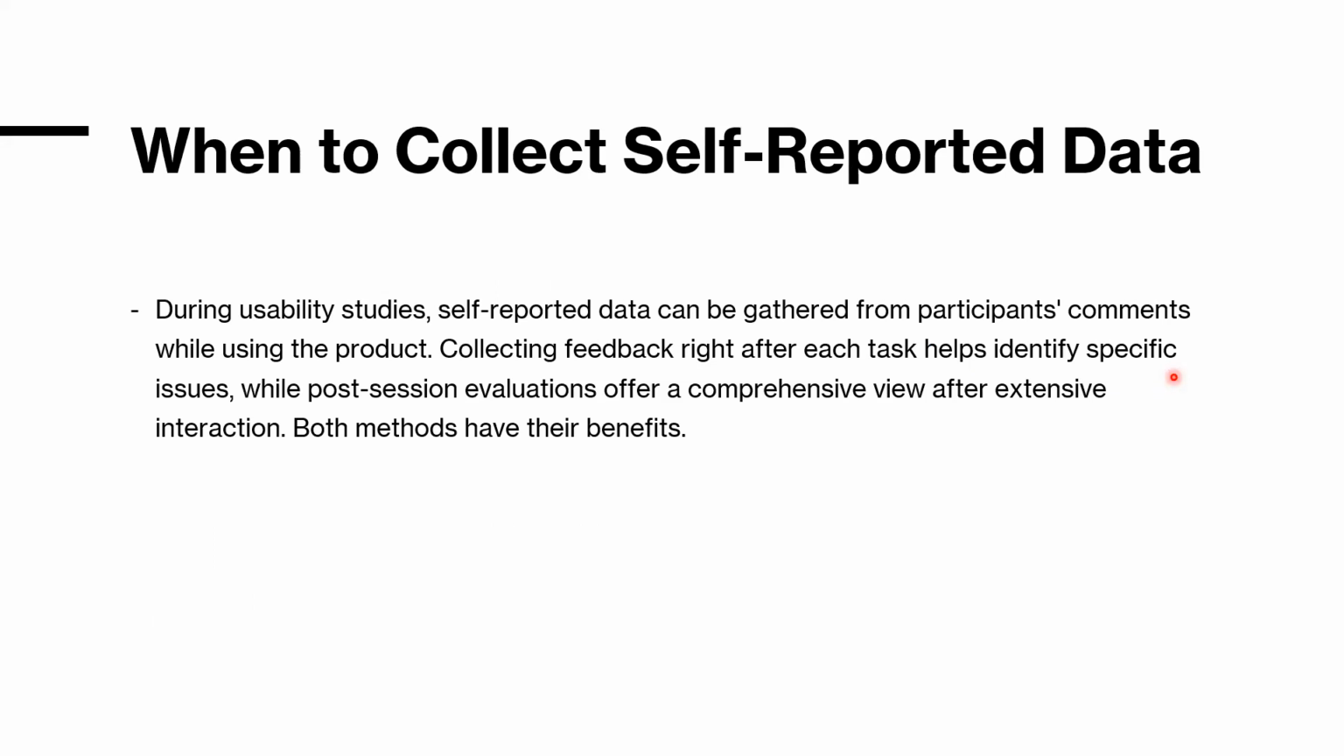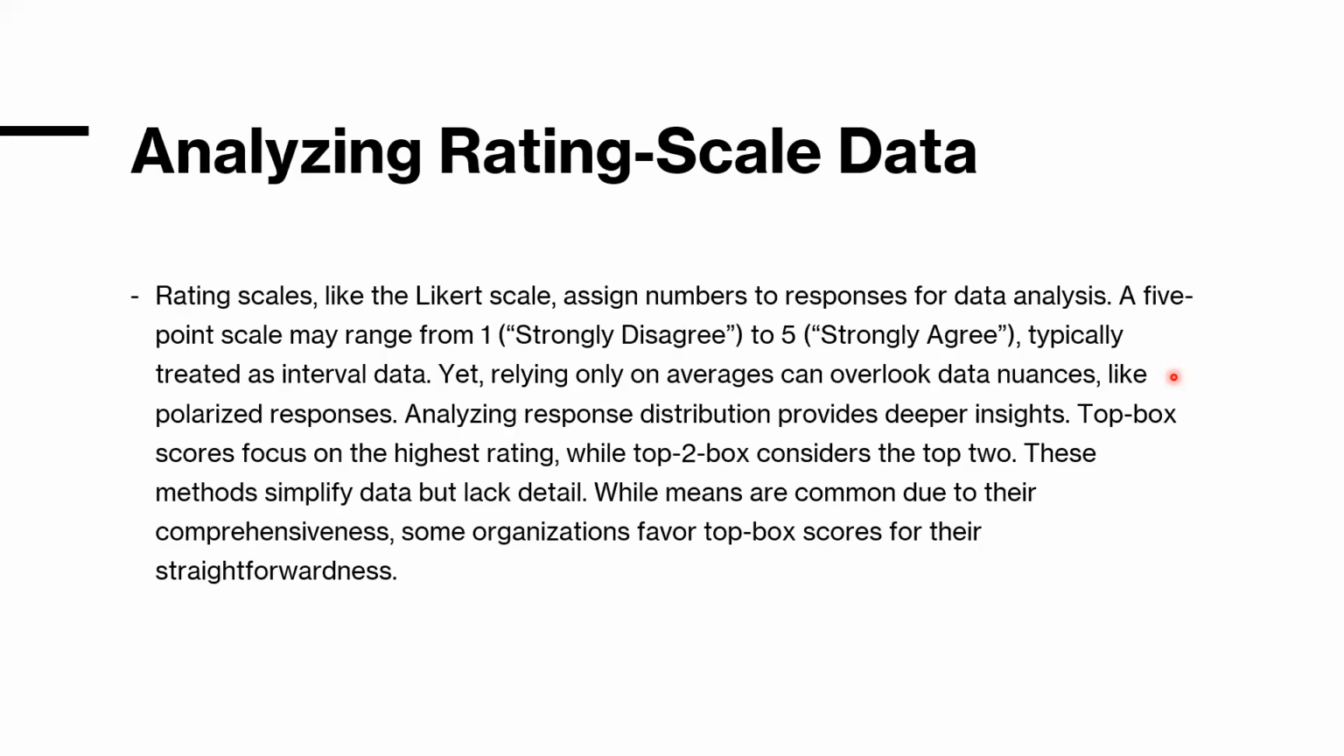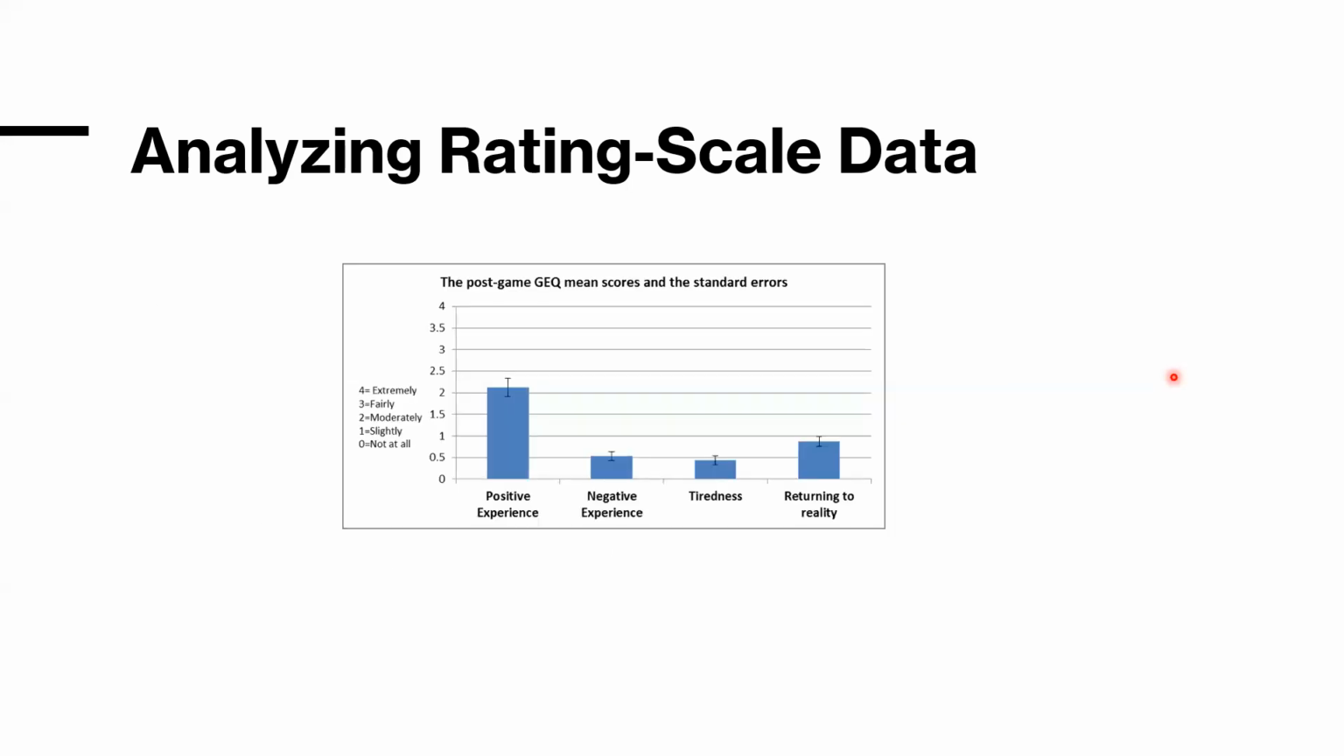Self-reported data, depending on your usability protocol, can be collected right after your session, or after each and every task, right? One option is to let your users use the entire system and then collect the self-reported data. The other is to collect the value after every individual task. So how are you going to analyze the rating scale? Pretty simple. You can use a scale from zero to 5, for example.